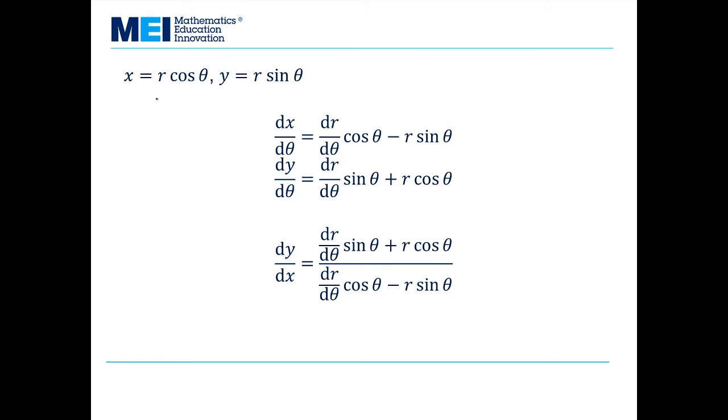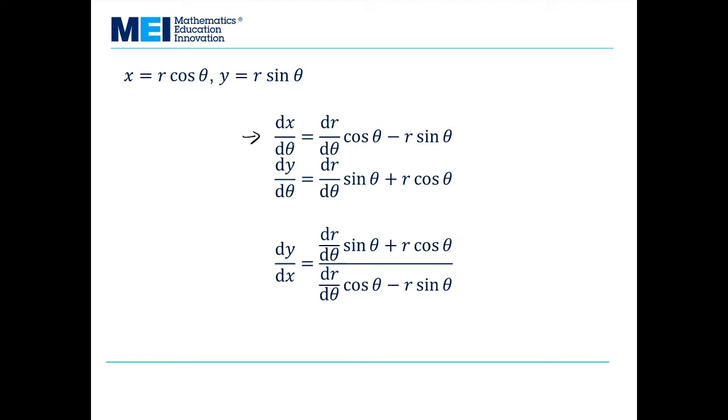Well, it's very similar to what we did with parametric equations. When we wanted to work out dy by dx and we knew x and y in terms of t, we worked out dx by dt, dy by dt, and then divided one by the other. And I'm doing exactly the same thing here, using x equals r cos theta and y equals r sine theta.